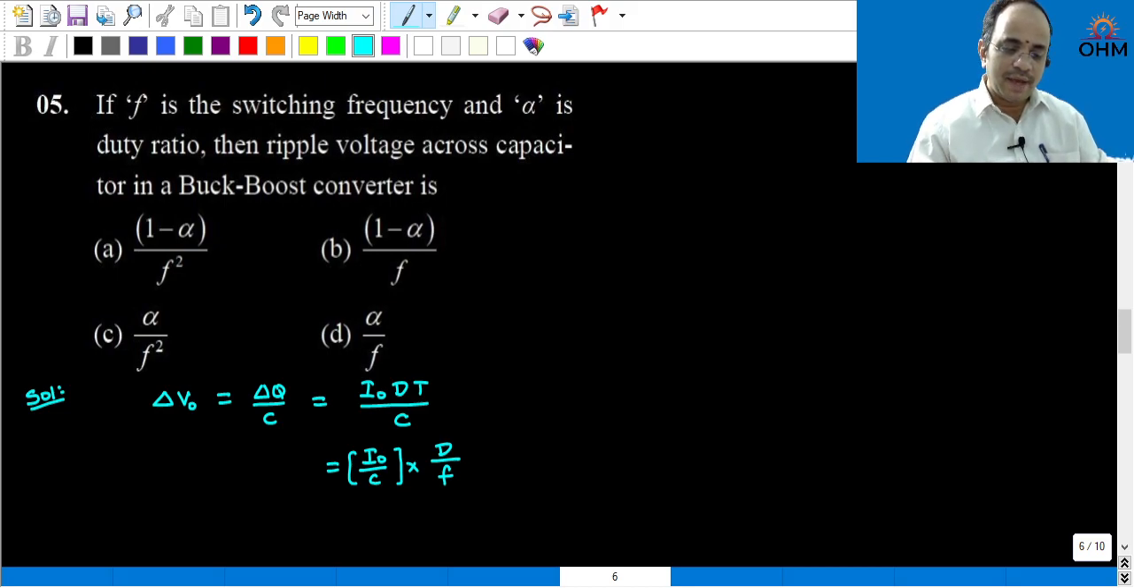So I will be happy if the question is given as "proportional to", that is the appropriate wording. Of course it is not given in the question. Anyhow, just based on the options you can say that it is alpha by F. So you can select option D as the more appropriate answer.